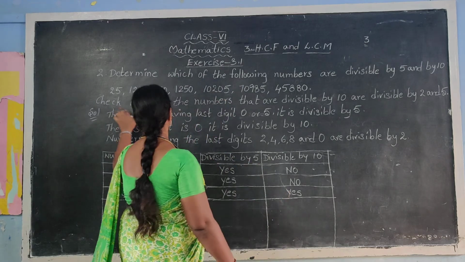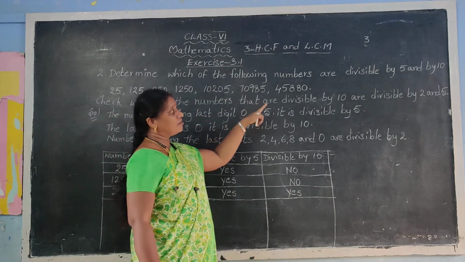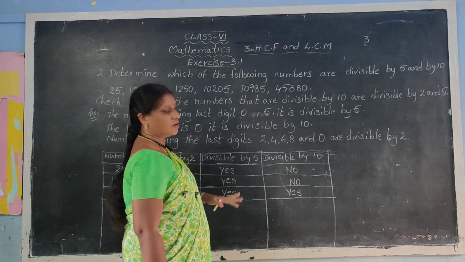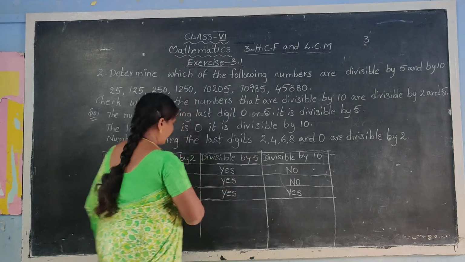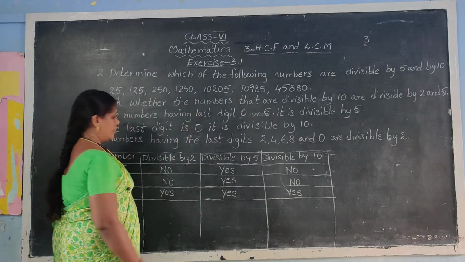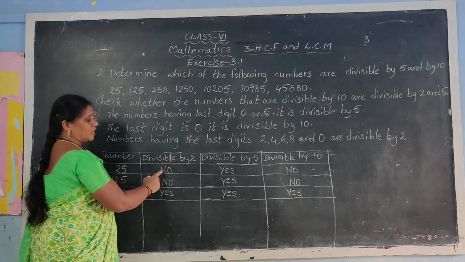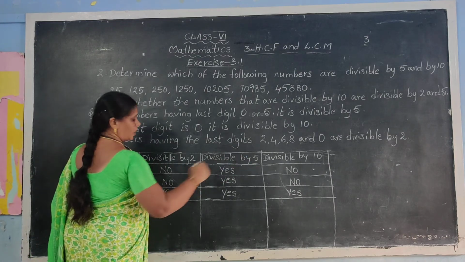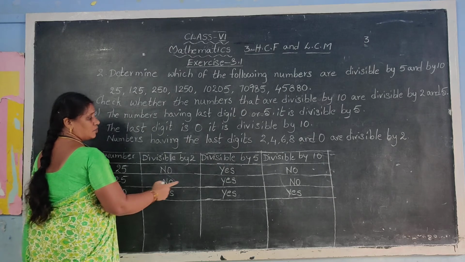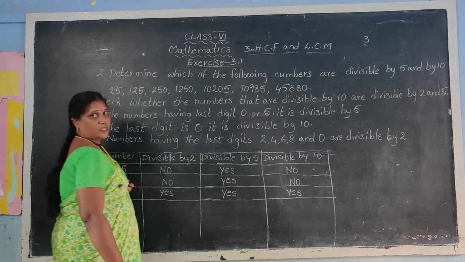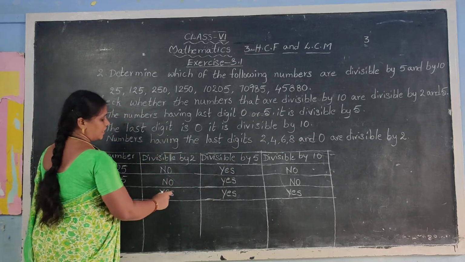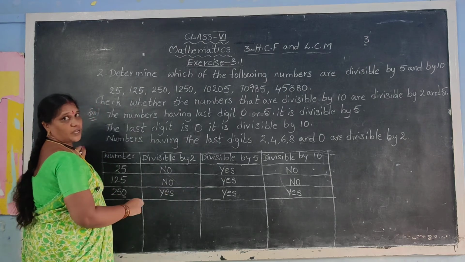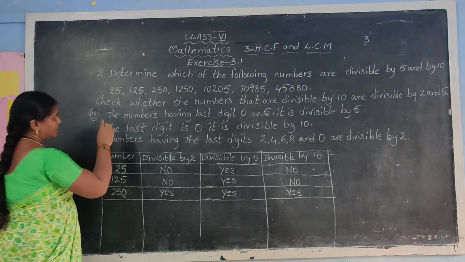Check whether the numbers that are divisible by 10 are divisible by 2 and 5. For divisibility by 10, the number must be divisible by both 2 and 5. Look here, 25: not divisible by 2, divisible by 5, not divisible by 10. If it is divisible by 10, the number must be divisible by 2 and 5. Okay? Next.